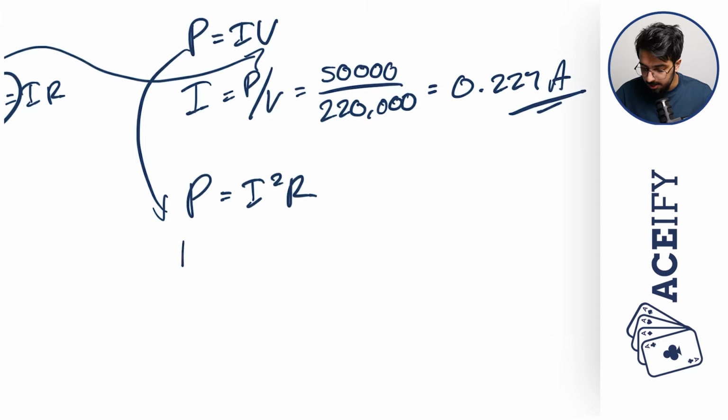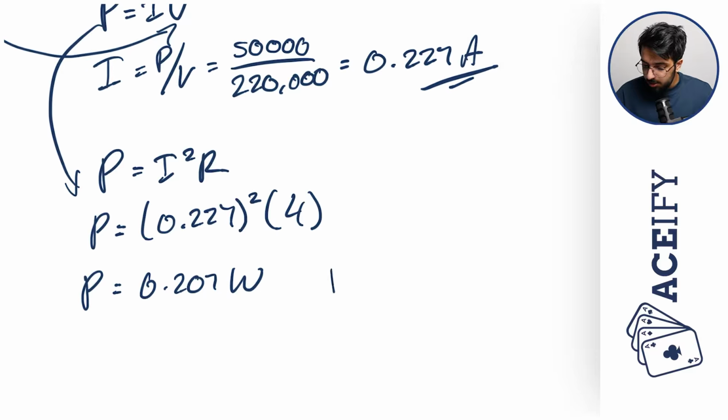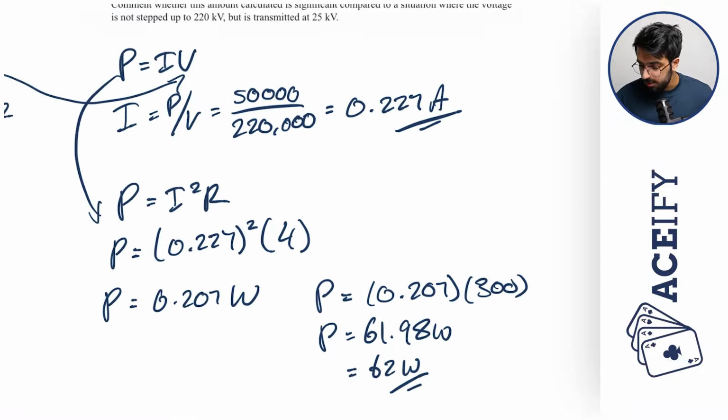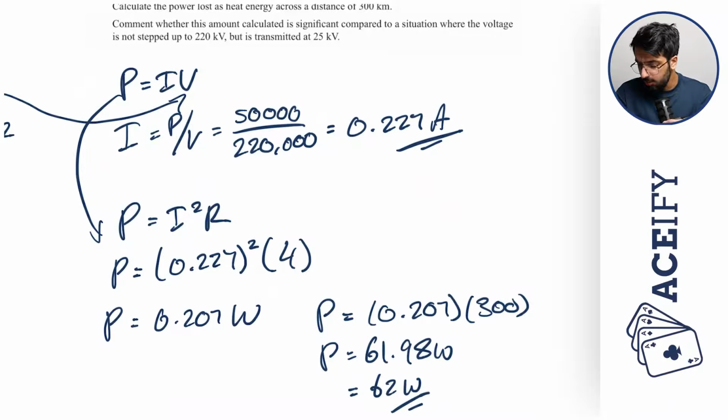Alright, and so we get P is equal to I, which is 0.227 squared times our resistance of 4 ohms per kilometer. Okay, and so this is going to be the power loss per kilometer. So our power loss per kilometer is equal to 0.207 watts. Okay, and so our power loss for the entire 300 kilometers is 0.207 times 300, and this is equal to 61.98 watts, which we can round to 62 watts. And so right off the bat, you can already see that we lose 62 watts, but we're transmitting 50,000 watts. Okay, so you can already see that the power loss is very insignificant compared to the amount of power that we're transmitting.